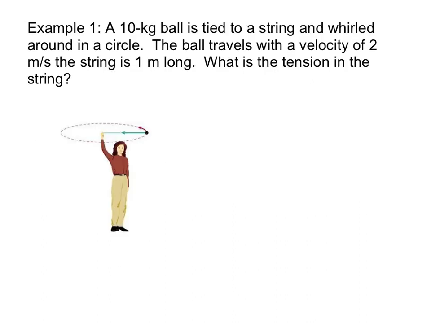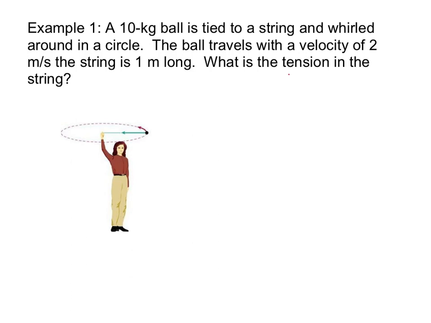All right, so for our first example, we've got a 10 kilogram ball tied to a string and whirled around in a circle above this person's head. The ball travels with a velocity of 2 meters per second, and the string is 1 meter long. What is the tension in the string?